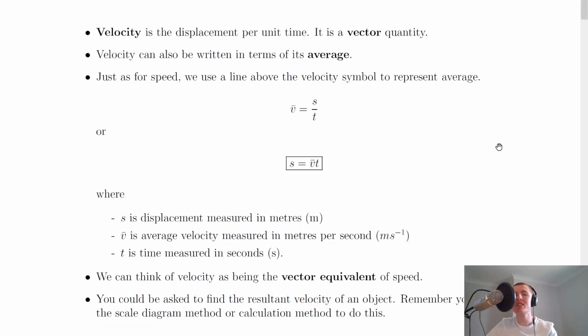Looking at velocity now, velocity is defined as the displacement per unit time, and it is a vector quantity. So we do care about direction when we're talking about a velocity, so that means we're going to be stating speeds with a direction. Velocity can also be written in terms of its average, just like above.